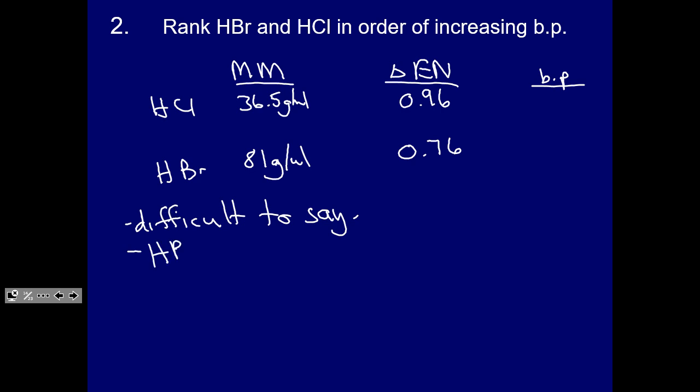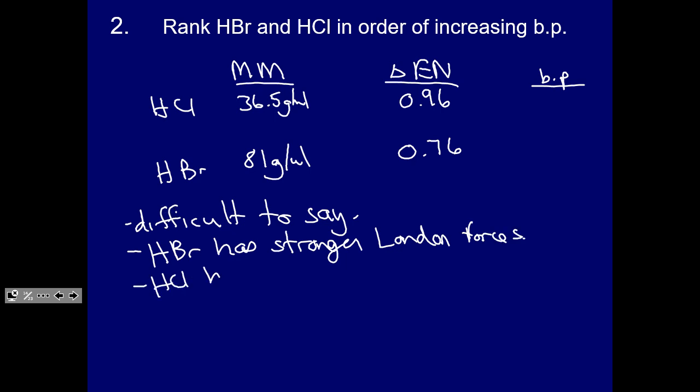So HBr has stronger London forces, and HCl has stronger dipole-dipole forces. Does anybody come up with some numbers for the actual? What do you got? We're in Kelvin, 189 Kelvin.